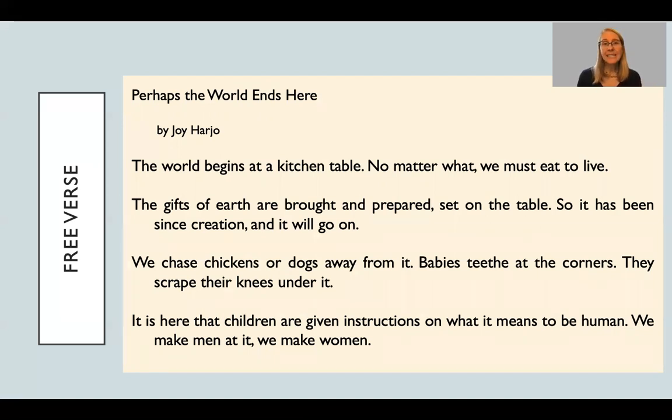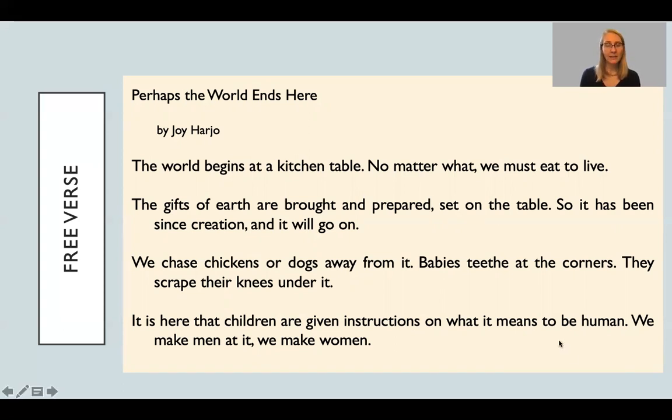The world begins at kitchen table. No matter what, we must eat to live. The gifts of earth are brought and prepared, set on the table. So it has been since creation, and it will go on. We chase chickens or dogs away from it, babies' teeth at the corners, they scrape their knees under it. It is here that children are given instructions on what it means to be human.